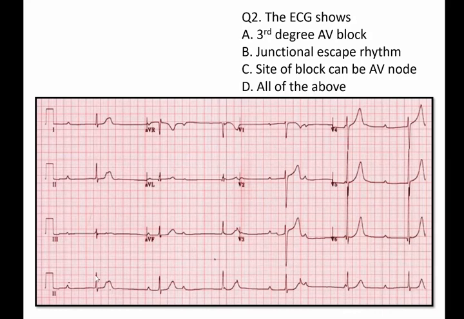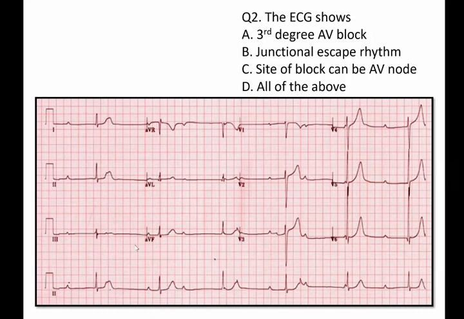If you look at the RR intervals, they are also regular. The QRS complexes are narrow and normal looking. So the PP intervals are regular, RR intervals are regular, and there is no apparent constant PR interval. So this is third degree AV block.